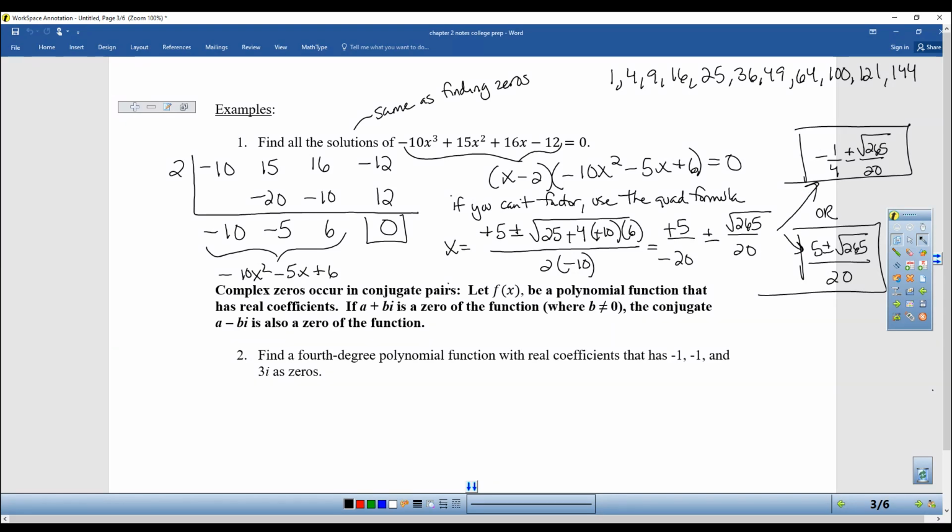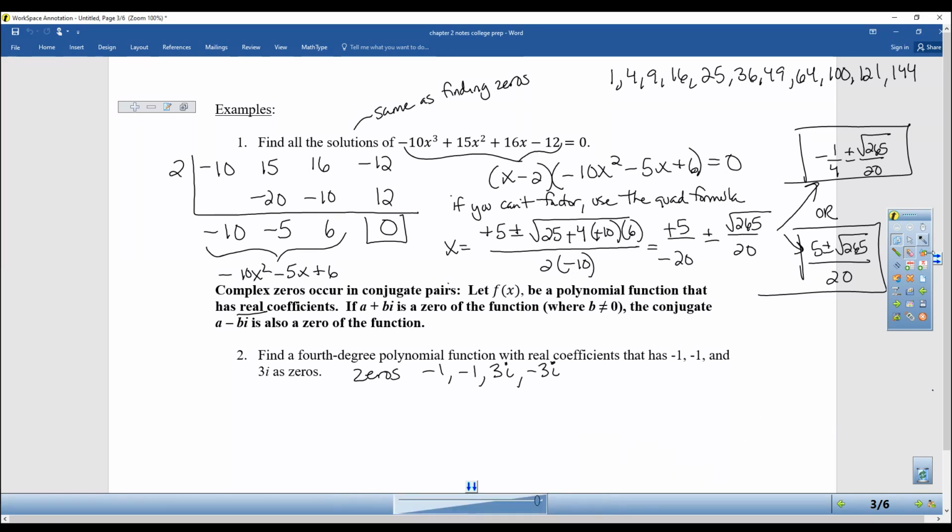Complex zeros occur in conjugate pairs. Let f of x be a polynomial function that has real coefficients. If a plus bi is a zero of the function, then the conjugate a minus bi is also a zero of the function. So they are telling you that the zeros are -1, -1, and 3i. So it's your job to know that if 3i is a 0, even though they don't list it, -3i is a 0, because it's always going to occur as plus or minus.